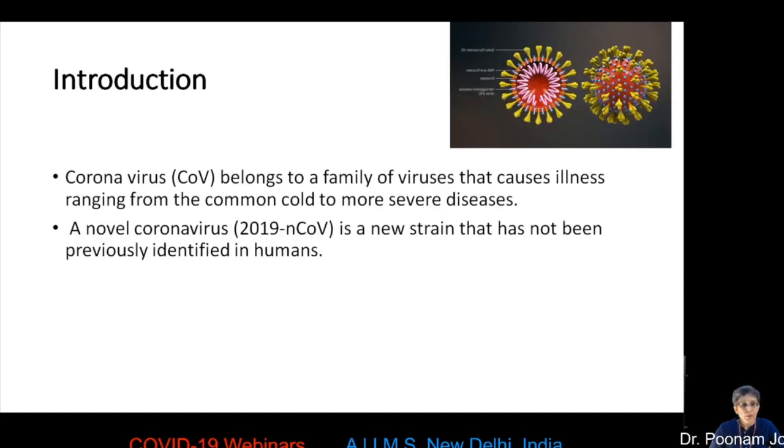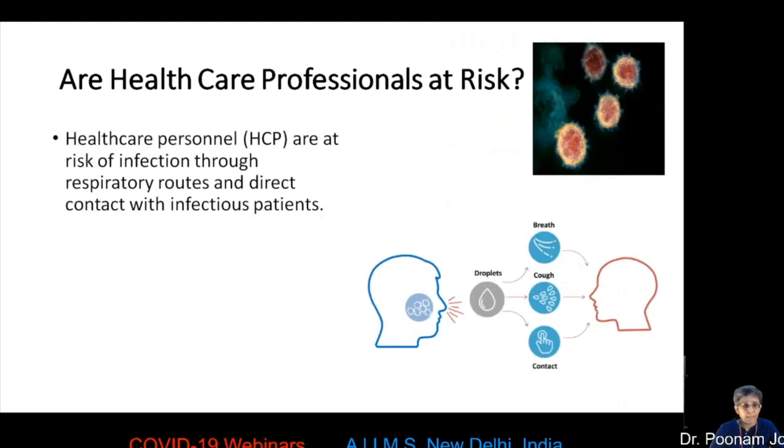To start with, coronavirus belongs to a family of viruses that causes illness ranging from common cold to more severe diseases. A novel coronavirus is a new strain that has not been previously identified in human beings. There has been human-to-human transmission. Now the question arises, are healthcare professionals at risk? Yes, healthcare professionals can be at risk. They can be at risk of acquiring the infection through the respiratory route and direct contact with infectious patients.